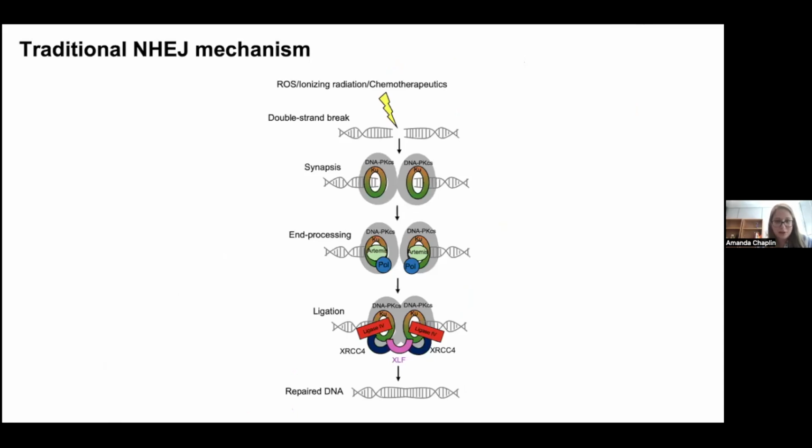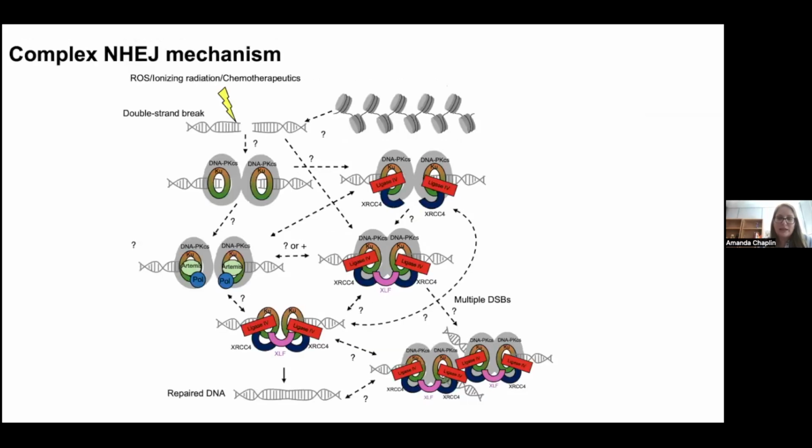So I started my talk by showing you the traditional NHEJ mechanism, which has been thought to occur over the past quite a few years or so. And from our cryo-EM data, we now believe it looks a little bit more like this. It's quite complicated.